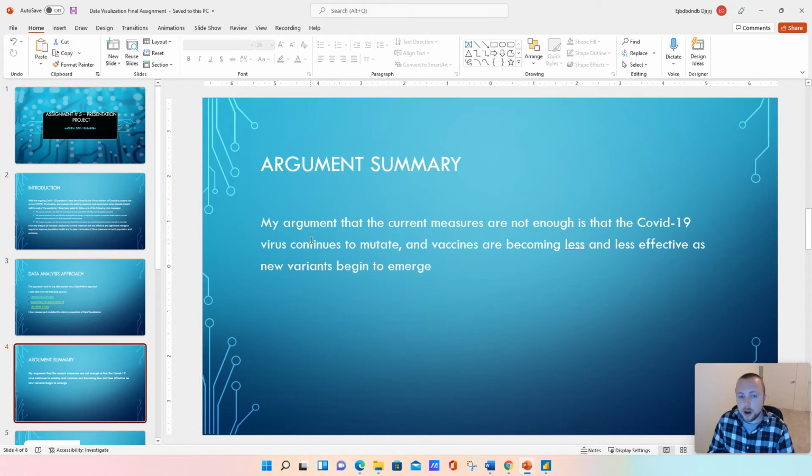So the summary of my argument is that the current measures are not enough, and we need to increase our measures because there are mutations and the vaccines are becoming less and less effective, and what we're doing is not enough to combat COVID-19.